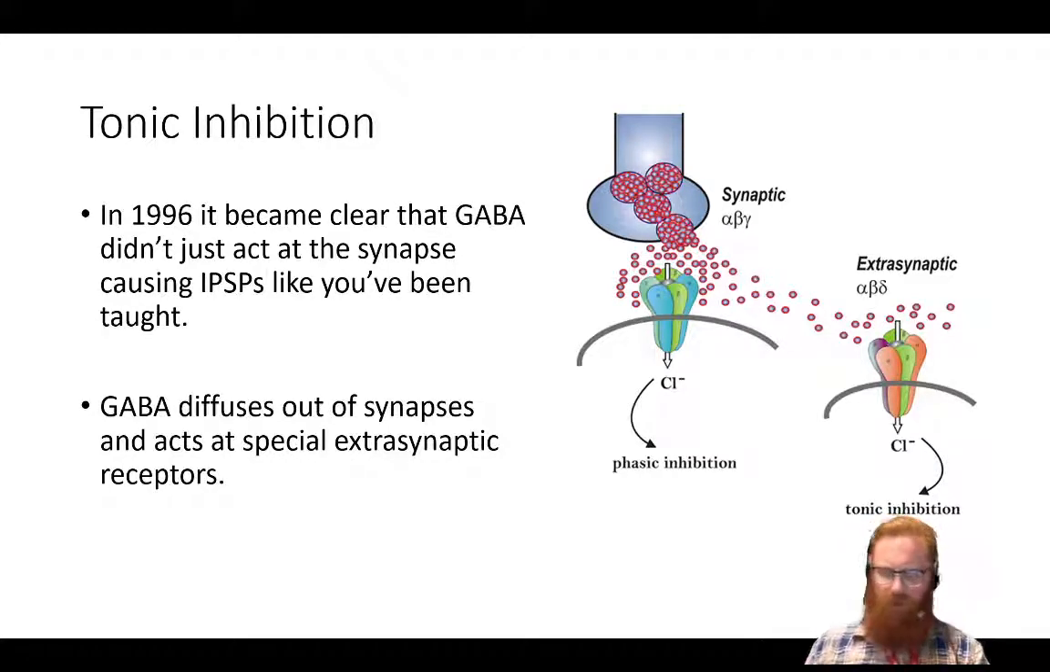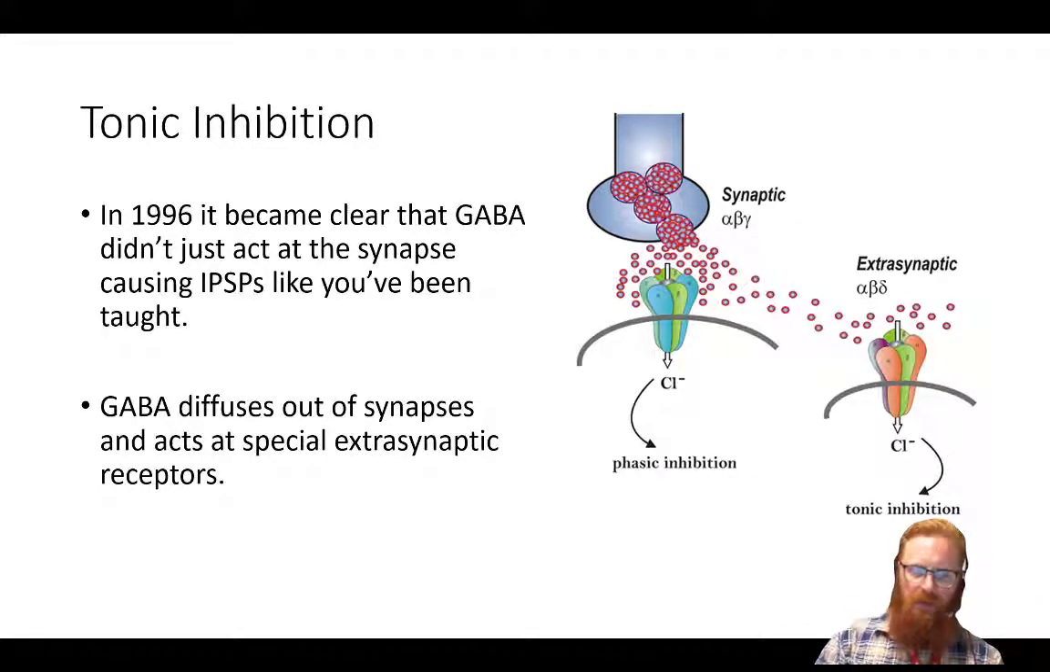Now, we typically think of inhibition as, we have inhibitory neurons that release GABA. They have vesicles containing GABA. They release those vesicles. The postsynaptic cell is inhibited. And this is what is called synaptic or phasic inhibition. Phasic in that it is on for a little phase and then it disappears.